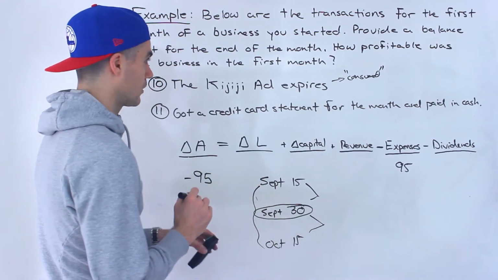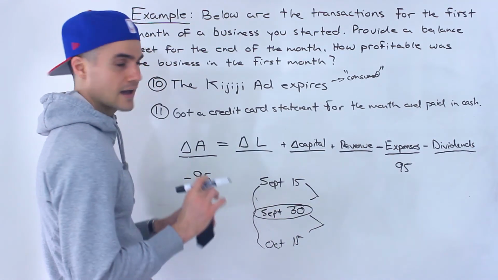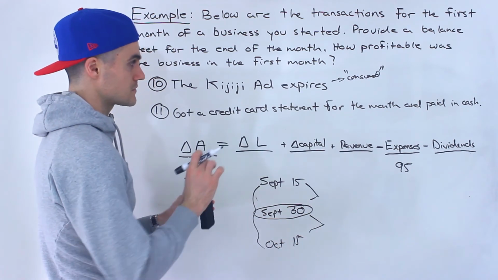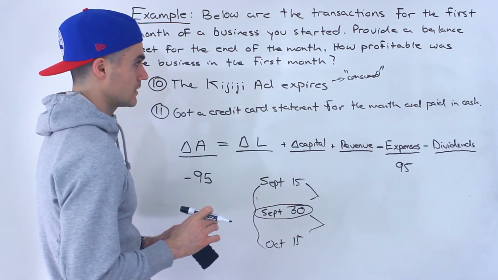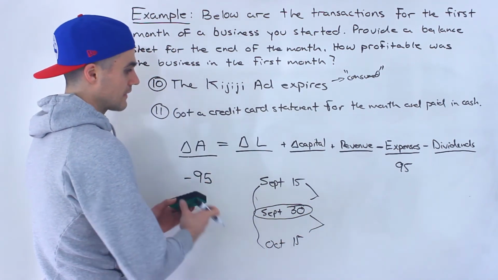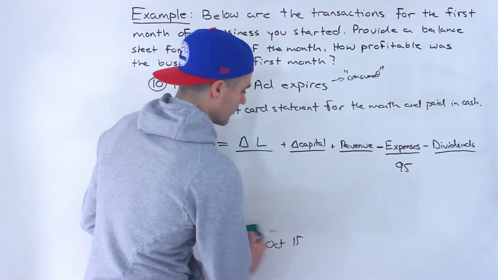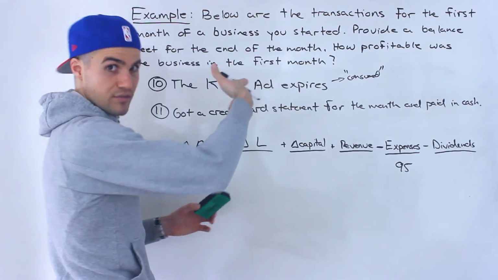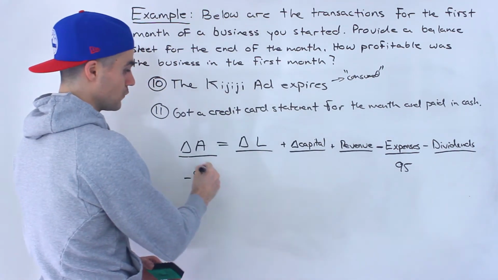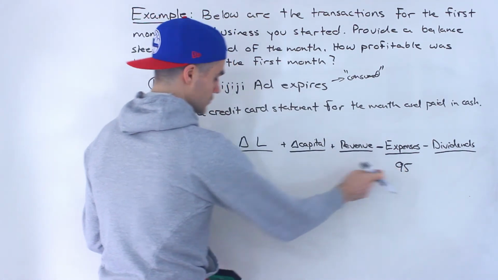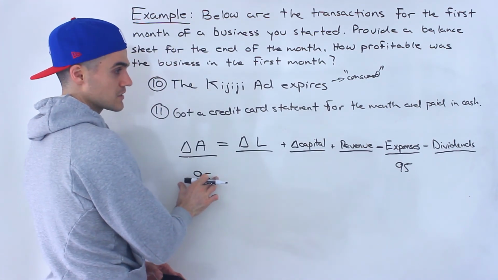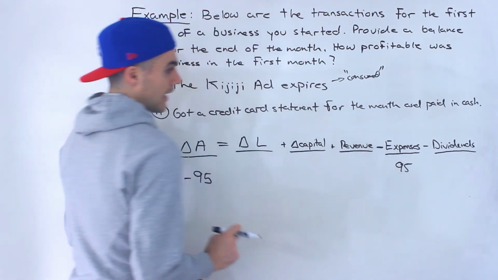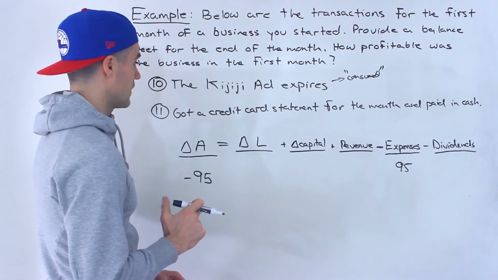That's a little bit more advanced, but I thought I would mention it, that it can be presented in a more tricky way. But the fact that we bought it, assuming at the beginning of the month, and then the ad expires within that same month, that full 95 is being consumed. So the asset goes down by 95, and we have an expense for 95.